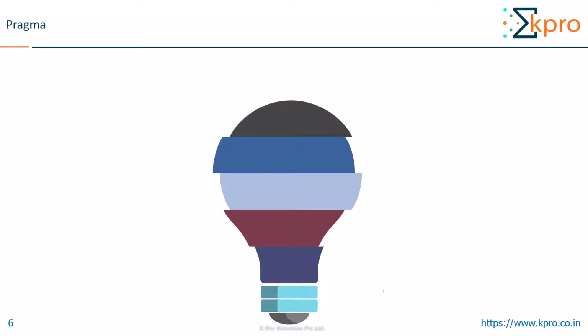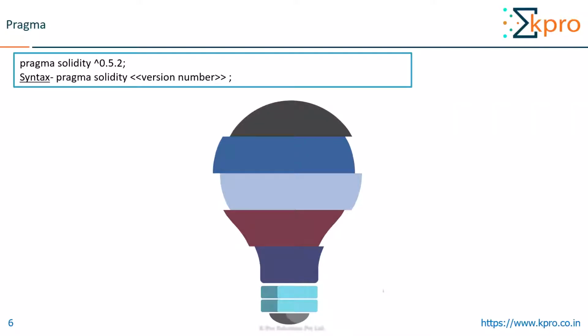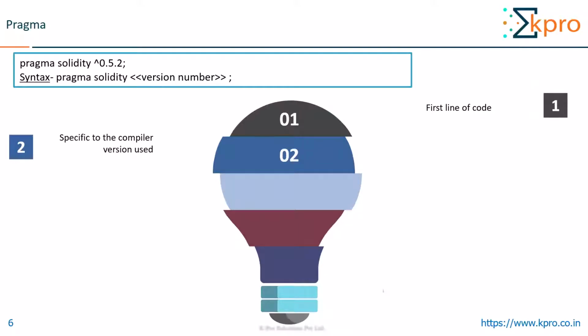So let us start with what is Pragma. This is what the Pragma syntax looks like. So Pragma Solidity and we give the version number here. So Pragma is the first line of the code in the Solidity file. It is a directive that specifies the compiler version to be used for the Solidity file in use.